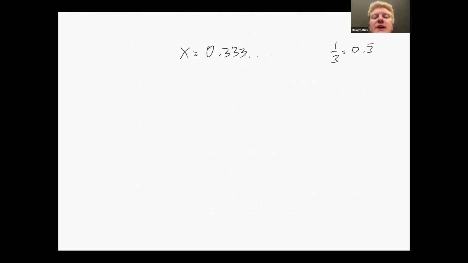We can't just do that. Okay, so what we're going to do is multiply this x by 10. Well, when we multiply any number by 10, it moves the decimal place over one spot. If we were to multiply by 100, it would move the decimal place over 2 spots, and so on. But let's multiply this x by 10. Well, when we multiply by 10, we then get 3.333 repeating, and these 3's never stop.